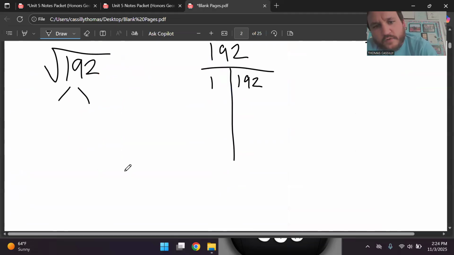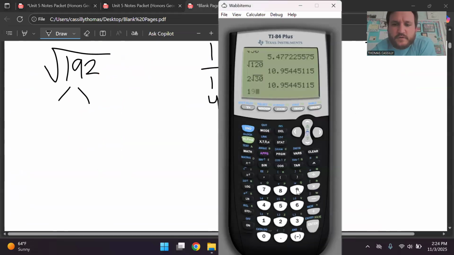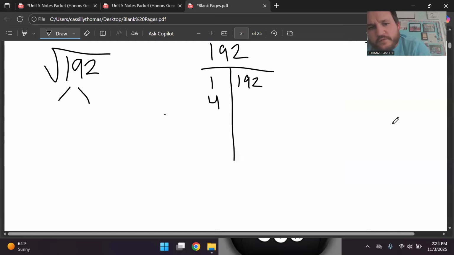All right, so let's just try them all. So if I just do 192 divided by 4, is that going to give me a nice number? It does. So that's 48. So we're going to call this 4 and 48. Let's try the next one. So it's 1, 4, 9. Start dividing it by that one.